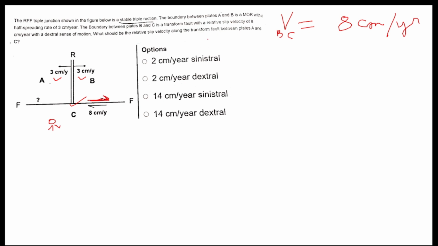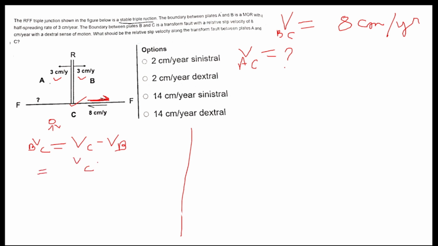So what should be the relative velocity along the transform fault between A and C? We have to find the relative velocity between A and C, along the direction of spread. So let us find out first for VB, the relative velocity between B and C: VC minus VB. VC is how much? We do not know, we have to find it. VB is 3. Now you see this is spreading this side and this is spreading this side, so we'll take it as negative.